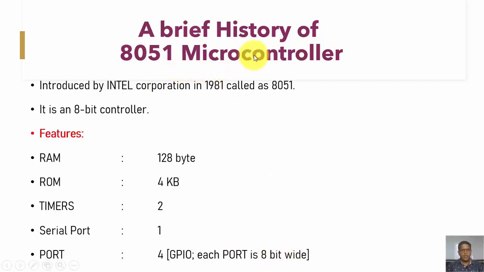In the case of the 8051 microcontroller, inbuilt memory is present. The RAM, that is random access memory, is 128 byte. The read-only memory, that is 4 KB ROM, is present. To support timer activity, two timers. For serial communication, one serial port, and a total of four general purpose input output ports, and each port is 8-bit wide.